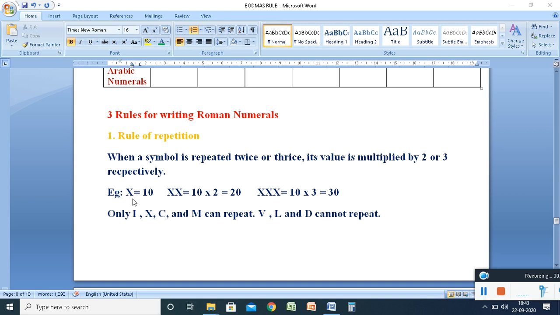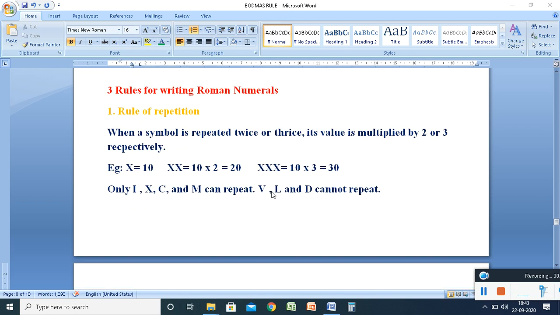Look at the example X that I have taken. One time, the value for X is 10, so we write 10. If it repeats 2 times, 10 into 2 is equal to 20. If X repeats 3 times, you multiply 10 into 3, which is equal to 30. A symbol should not repeat more than 3 times. Up to 3 times only it can repeat, not more than 3.